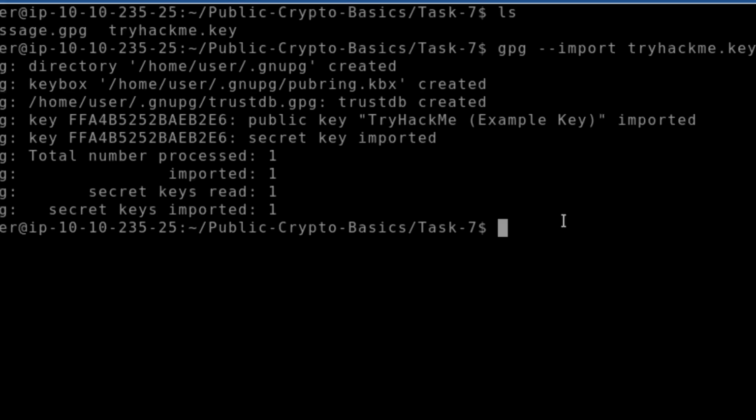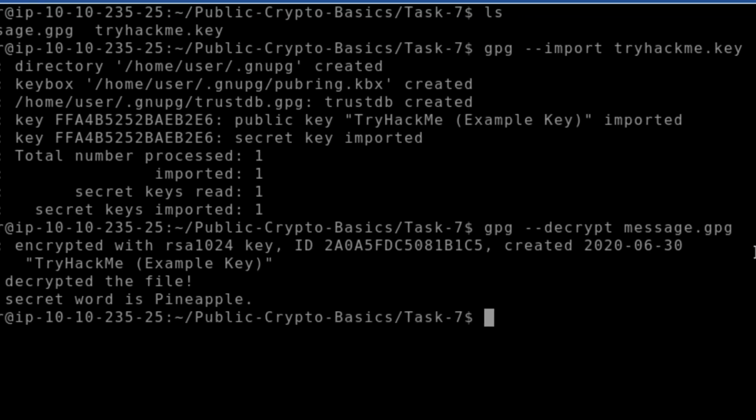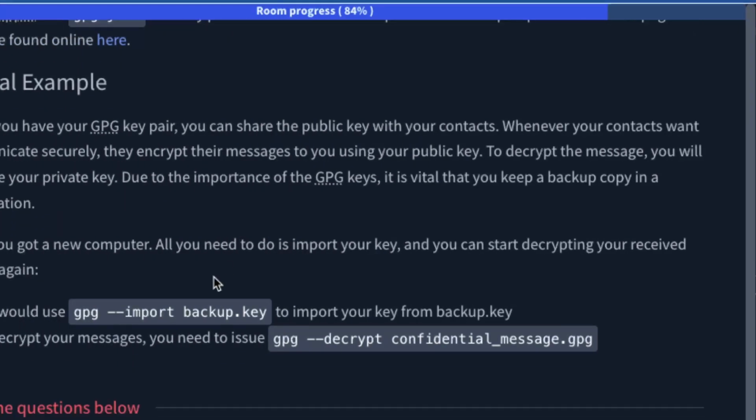And then we're going to do GPG, and then we're going to do decrypt. Whoops, let me just spell that right. And then we're going to do message.gpg and then run that. And what do we got? Encrypted with created yada yada yada. TryHackMe example key, your decrypted file. The secret word is pineapple, and that should be our answer.